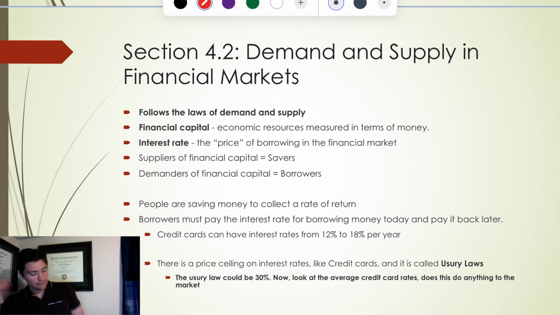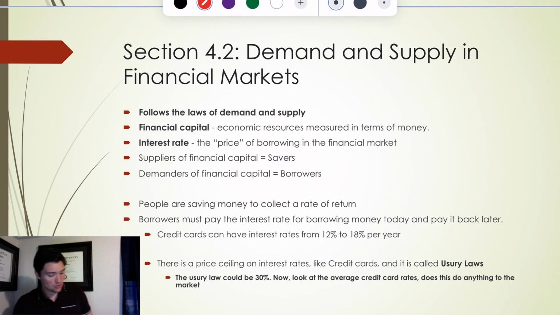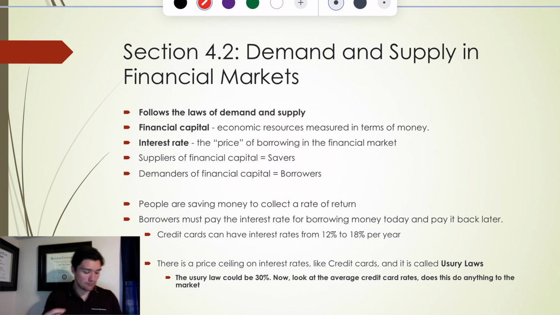So when we talk about financial markets and financial capital, you're probably thinking capital was machines. Yeah, I like to say capital is machines, and some people think of capital as money. Financial capital, that's money. Financial capital is an economic resource measured in terms of money. So anytime you see the word financial capital, think of money.